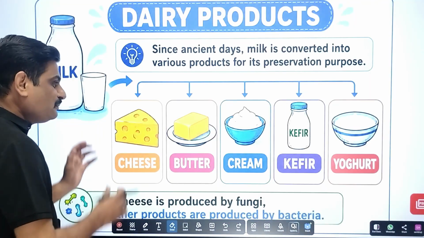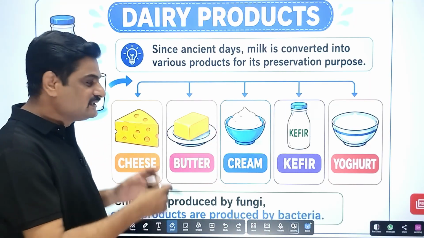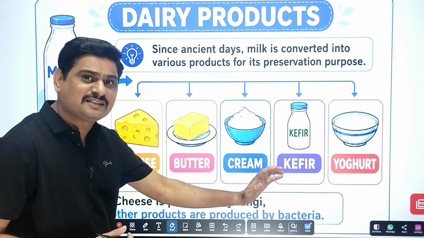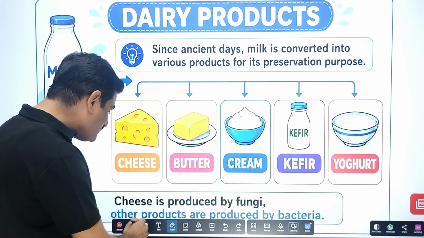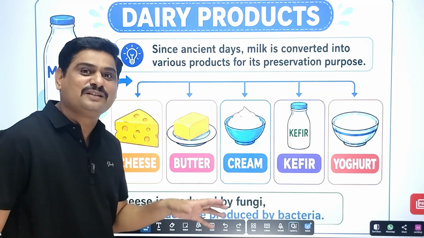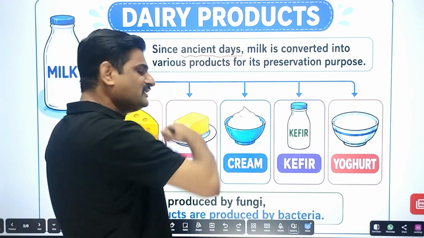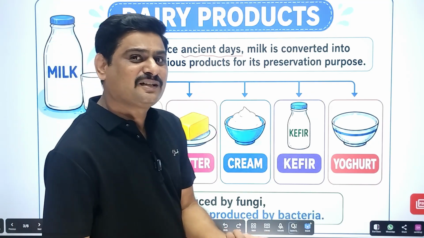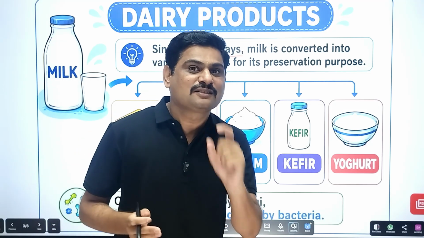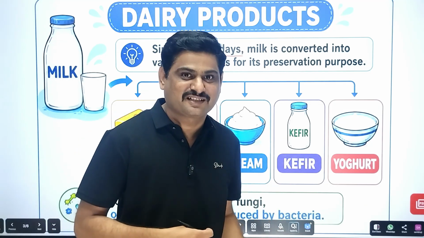Student, different types of milk products which we are using at home. These are different types of milk products. Among these, most of the milk products are not newly invented. Actually, we are using these milk products from ancient days only. Then the question comes: why did ancient people think to convert milk into milk products?